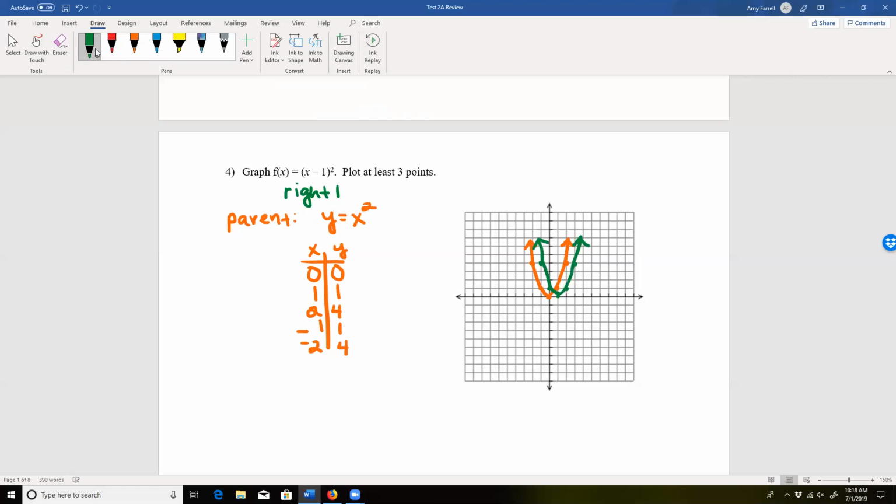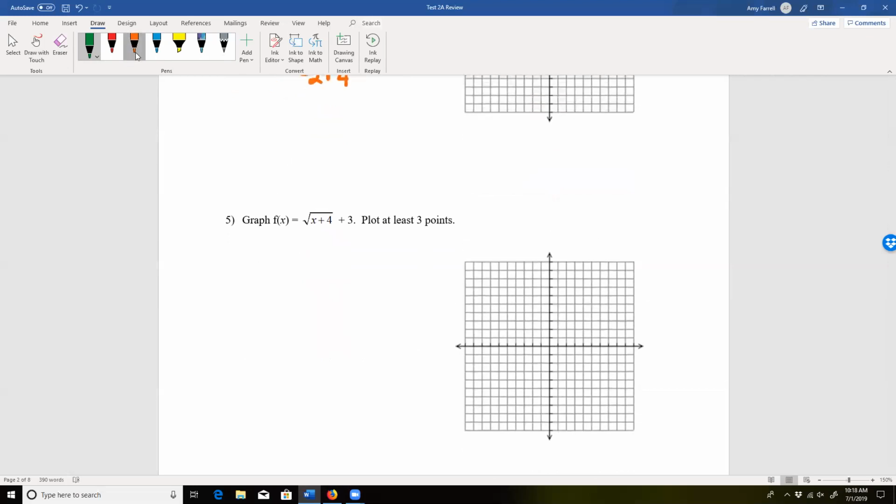All right, hopefully that's good enough there. So every point moved right 1. So the orange graph is the parent, and the green graph is f of x. I guess it would be a good idea to label your graphs. I always tell my students, I know which one is which, but anyway, I guess it would be a good idea to label that green one as that's the f of x.